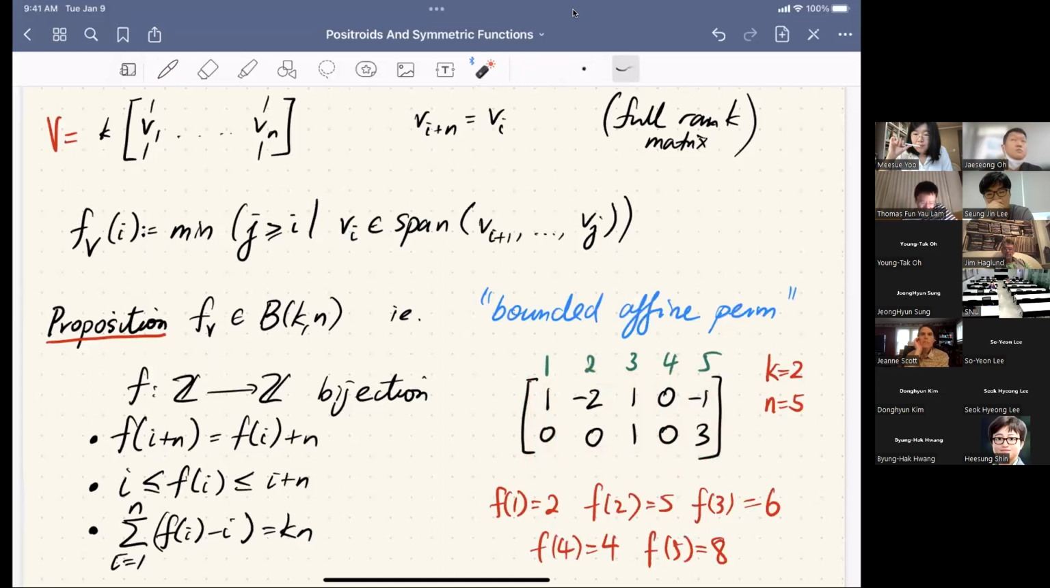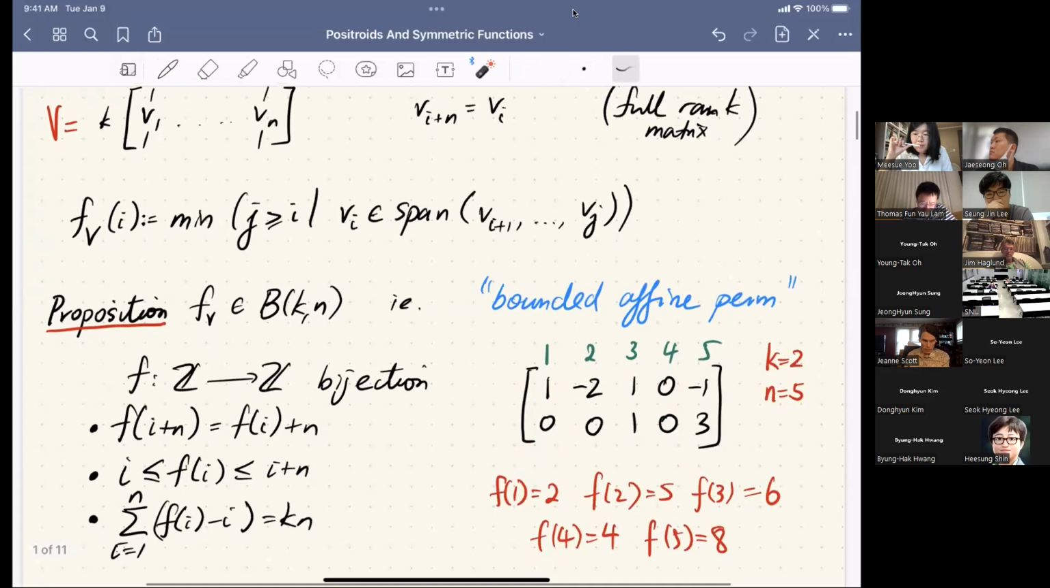So the proposition is just a linear algebra fact, and this is the basic thing that I'll call a positroid. You give me any k by n matrix, you play this game, and you'll get this function. It is repeated periodically because of the periodicity assumption, so this function will be periodic. And it turns out that it always defines a bijection from integers to integers. That's not completely obvious, but it's not difficult to prove. It's just a linear algebra thing. So it's periodic, that's by definition.